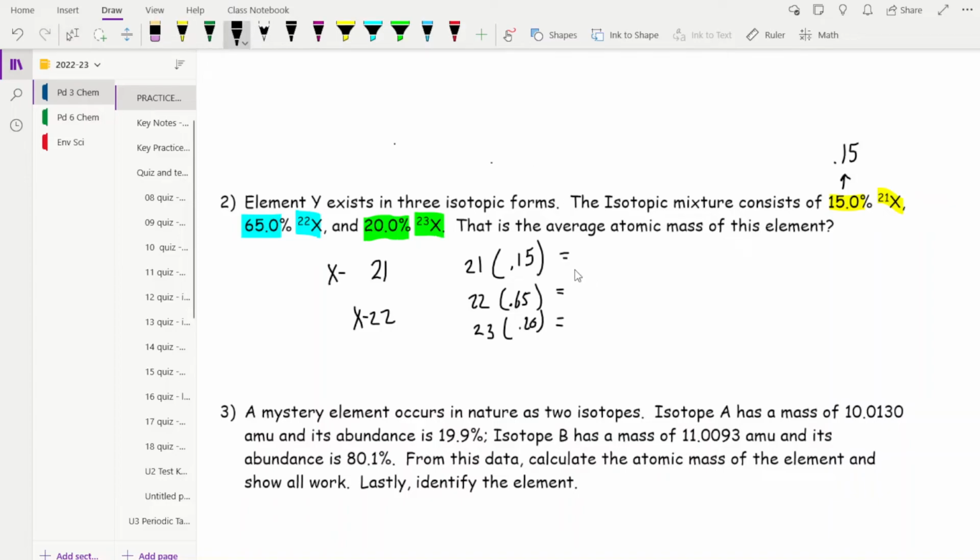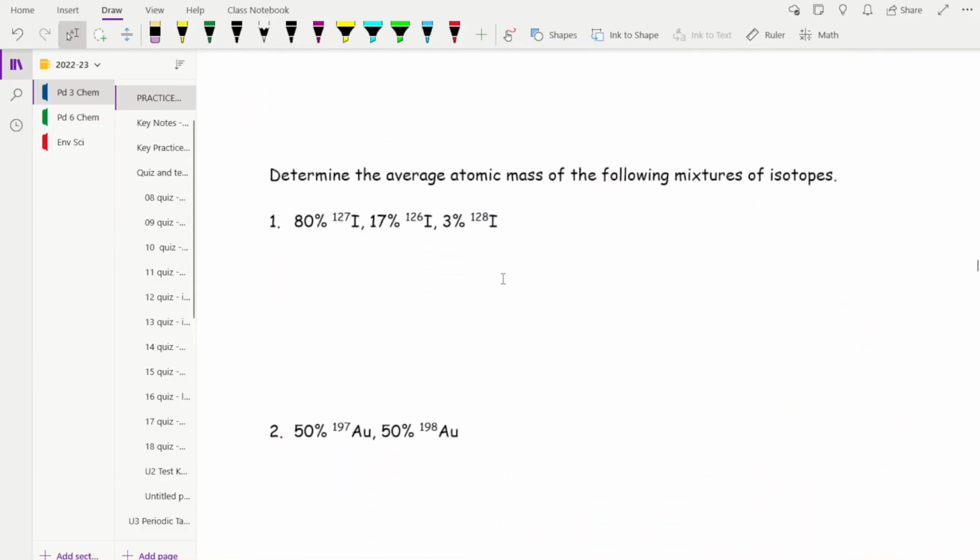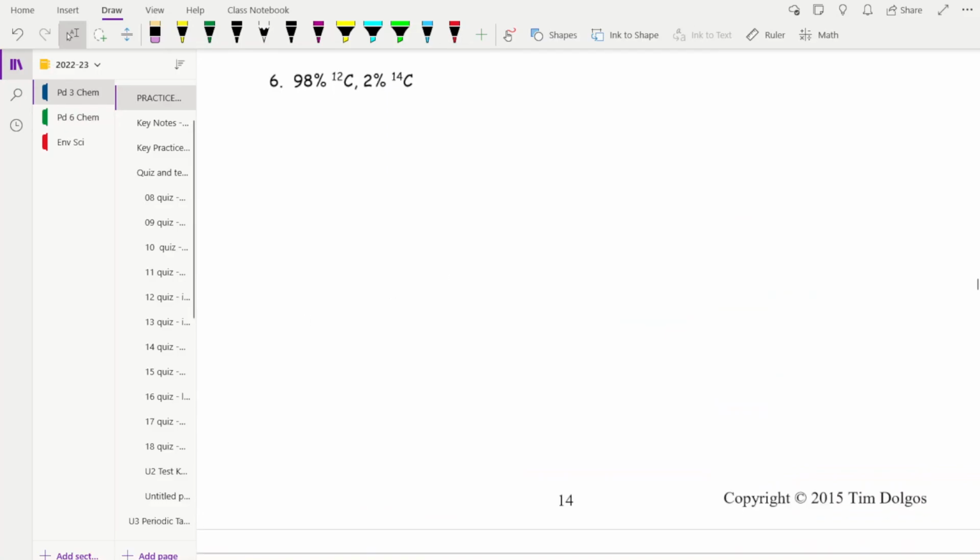So let's finish that up. So we got 3.15, 14.3, and 4.6 all add up to 22.05. And that will be our atomic mass, in atomic mass units. Okay, that's pretty much the same for all of these problems. I think I'll stop there and maybe do another video.